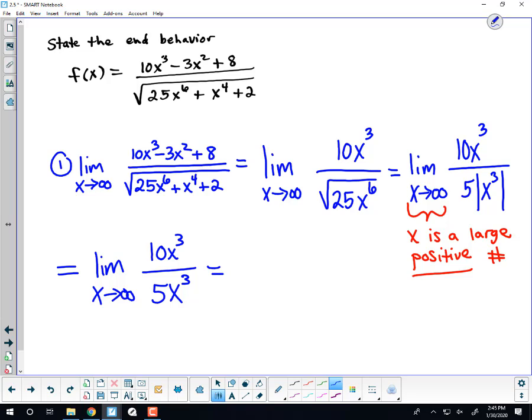What is that limit? It's 2. So we know on the very far right that this function has a horizontal asymptote at 2.